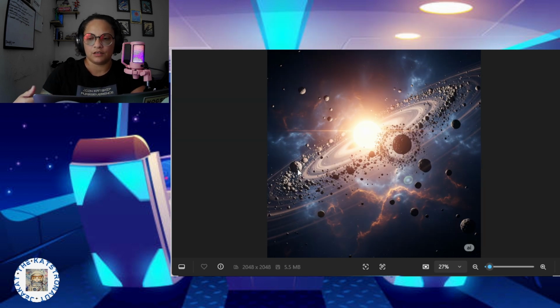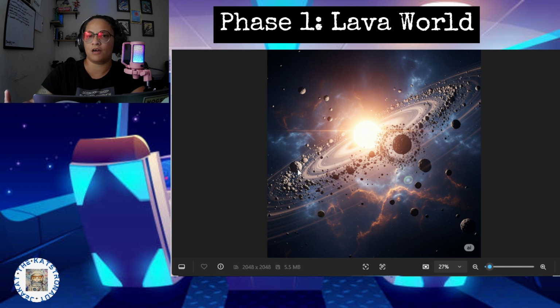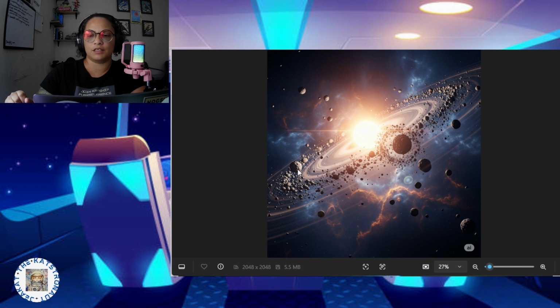And as things are getting pummeled into it, the heat just continues to generate. And essentially, it's just this big molten lava world. This is not a world that you'd want to live in. This is just volcanoes everywhere, rifts everywhere. Not habitable.